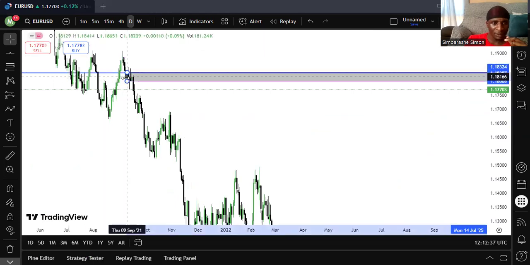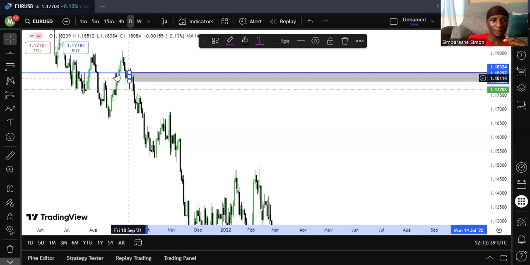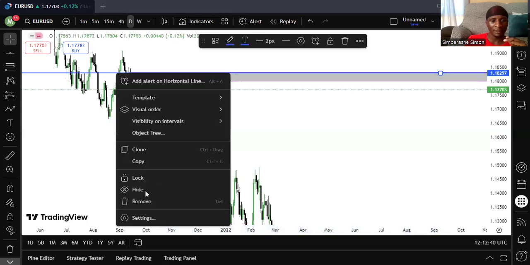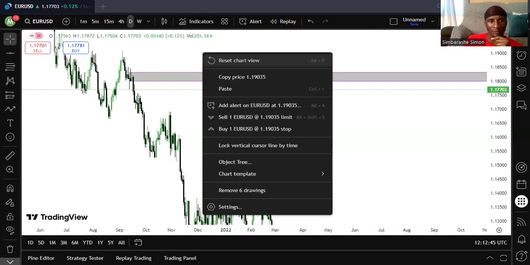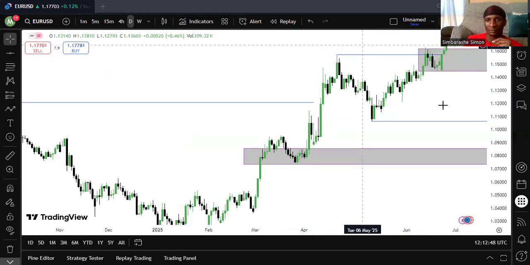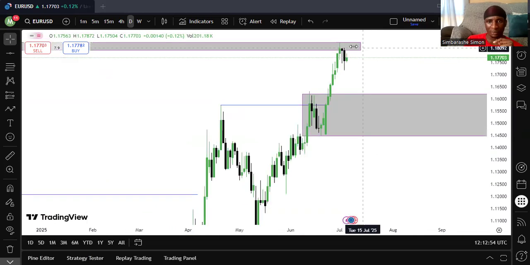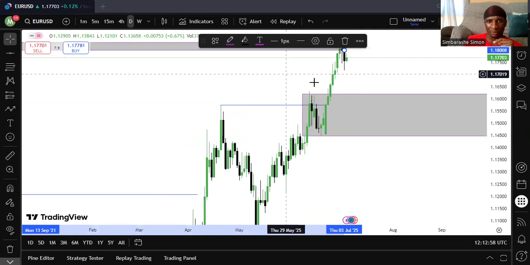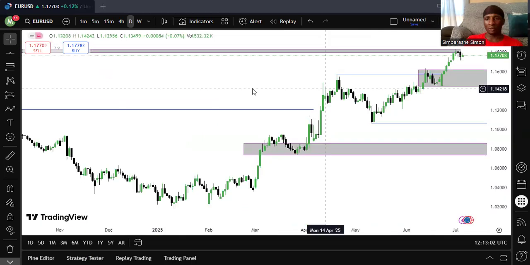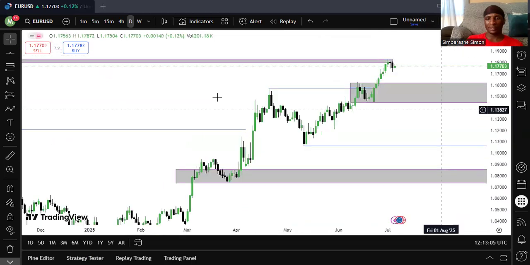Now we are on daily, guys. Yeah, like this. Then I'll remove that one. As you can see, we are reacting from a good supply zone on top. So just analyze like this. Look how it is, guys. We have good price action here, starting from weekly.